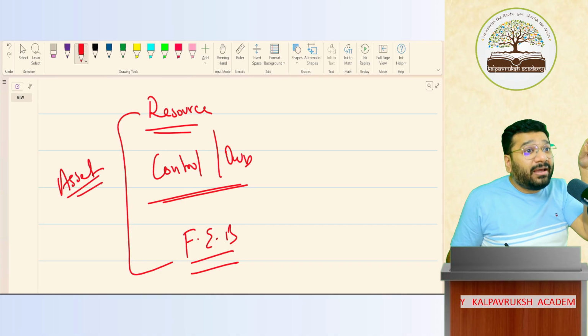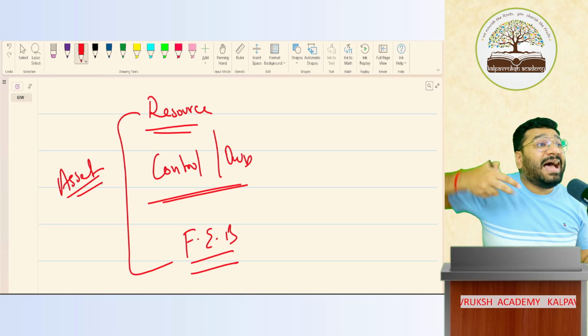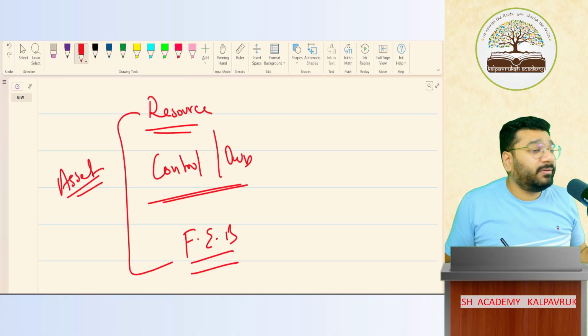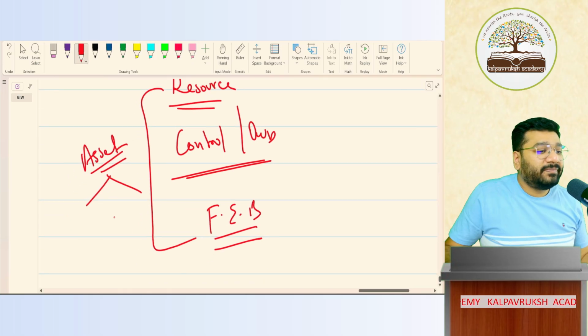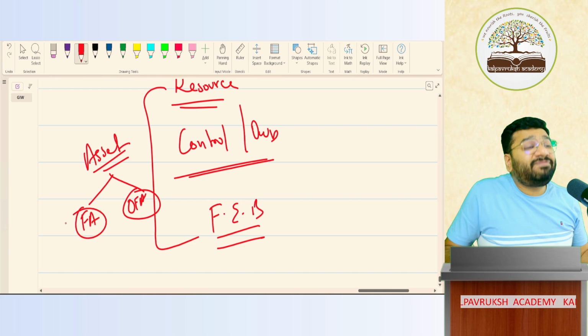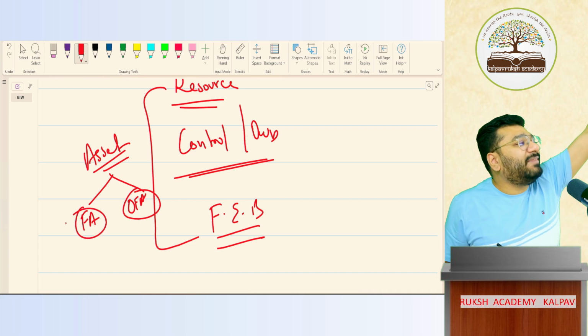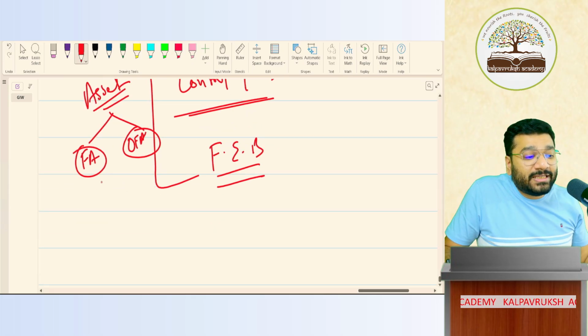So when you spend money to buy an asset, that goes to your balance sheet. Which side? Asset side. Got it, not got it? Okay. Under asset, what kind of asset is this? Fixed assets or other than fixed assets? It is a fixed asset. Debtor is other than fixed assets. What comes under fixed assets?